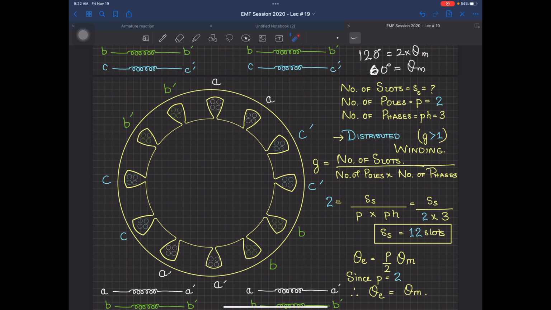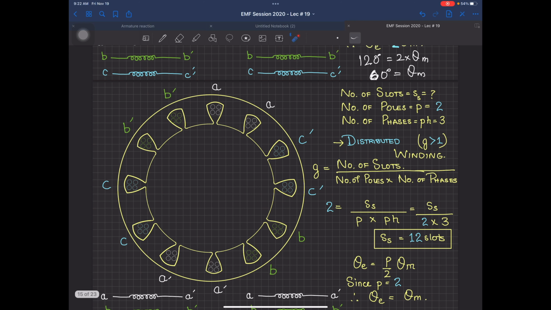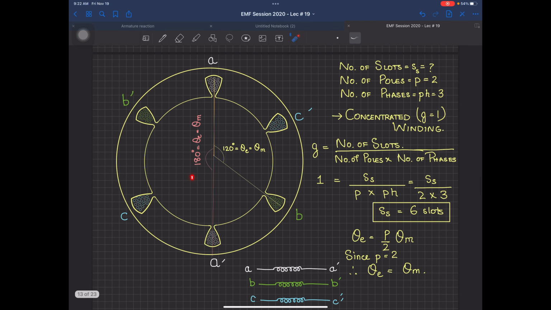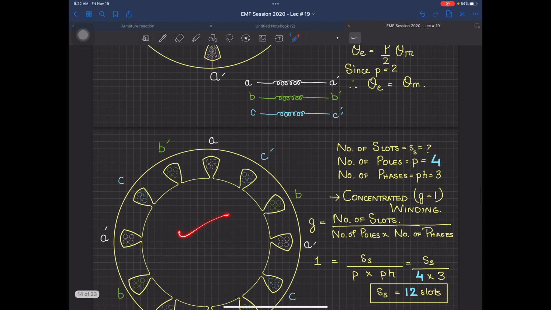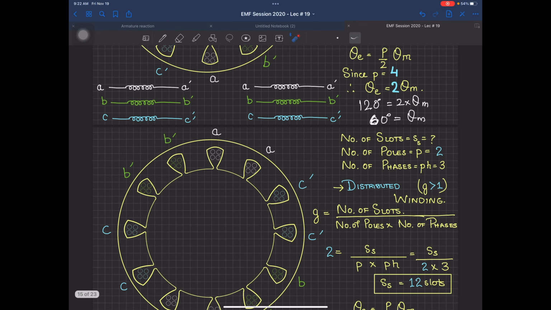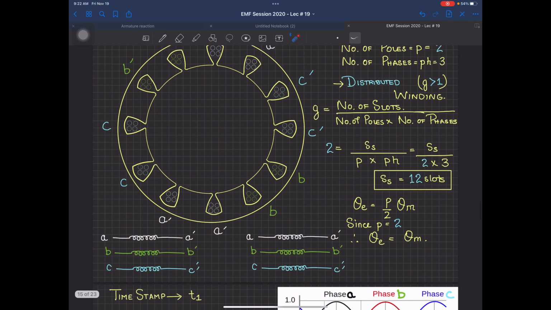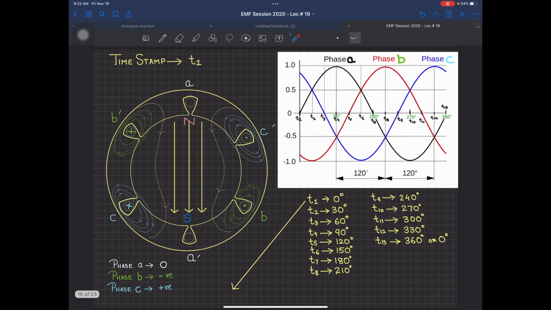So now using any of these 3, what I'm going to do here, I'm going to use either this one, or this one, or this one, and show you that when a 3-phase supply is applied, how the magnetic field is produced over here in the vicinity of the stator. For this purpose, I'm taking 3 phases over here: phase A, phase B, and phase C. Now this is very, very important.